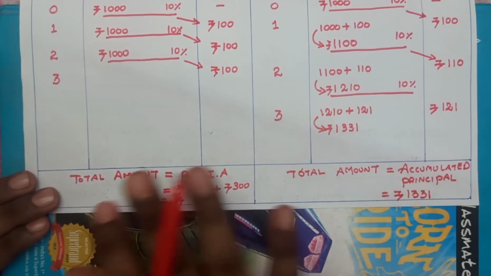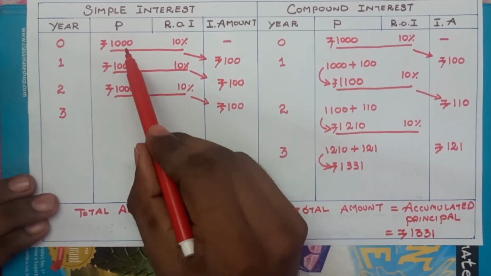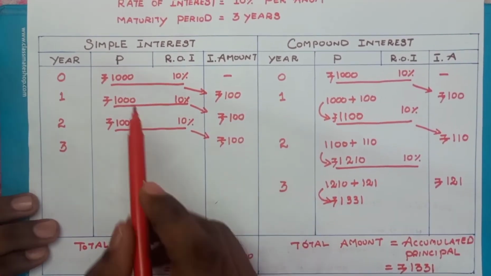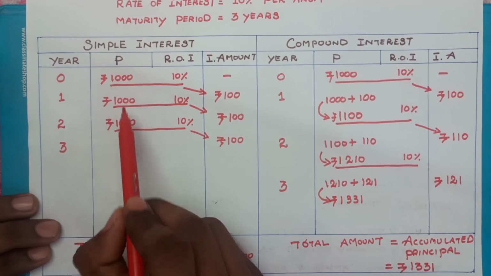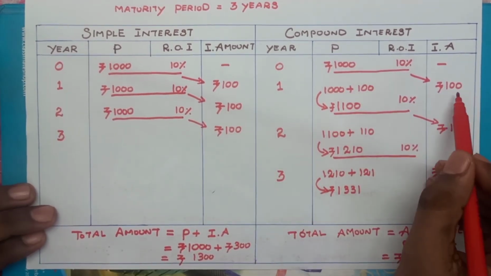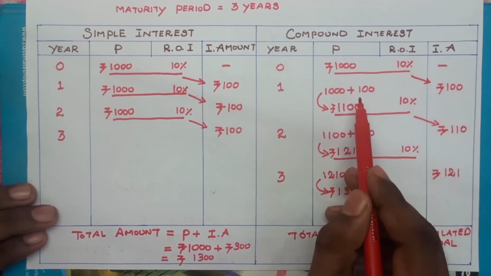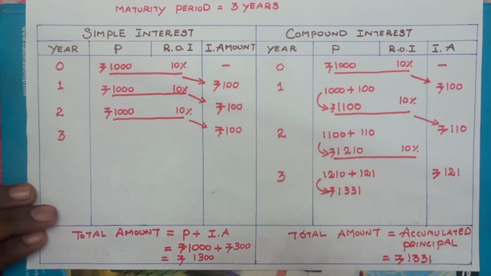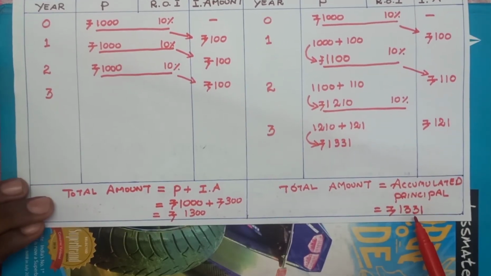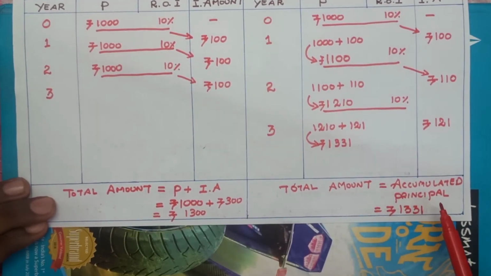So the common difference between these two: in a simple interest scheme your principal will not be changed at the completion of every year. The 1000 is same for every year, but in a compound interest scheme your principal will be accumulated by your interest amount. Your principal is changed after completion of every year. So you will get the extra amount 31 in compound interest scheme than compared to simple interest scheme.